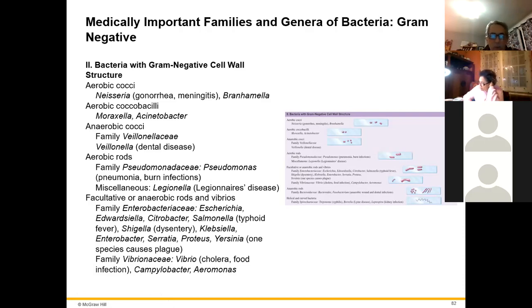Facultative anaerobic rods, Vibrios. There's E. coli, Edwardsiella, Citrobacter, Salmonella. There's a species of Salmonella that causes typhoid fever. There's Shigella, which is a bacteria that causes severe dysentery. Klebsiella, Enterobacter, Serratia, Proteus, Yersinia. Yersinia pestis is the cause of the bubonic plague.